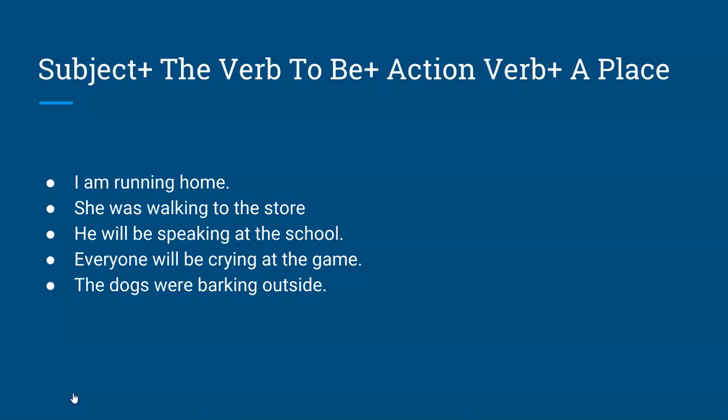I am running home. I am running to school. I am running in the park. Just added a place. So our next one, she was walking to the store. So usually to, and we'll go over this more in a different lesson, but to is all about direction. If you have to physically get up and go somewhere, you are going to use the word to 99% of the time. So she was walking to the store. So we're just adding a place. Next one, he will be speaking at the school.